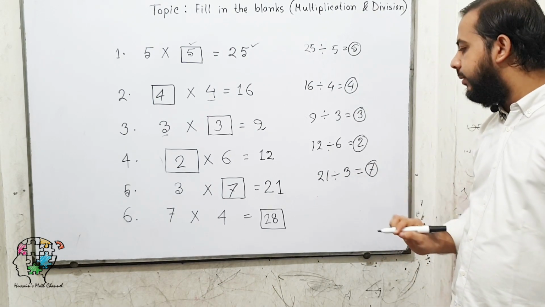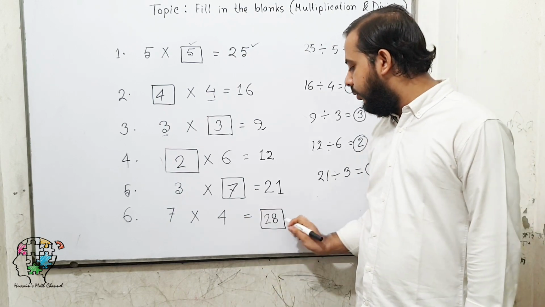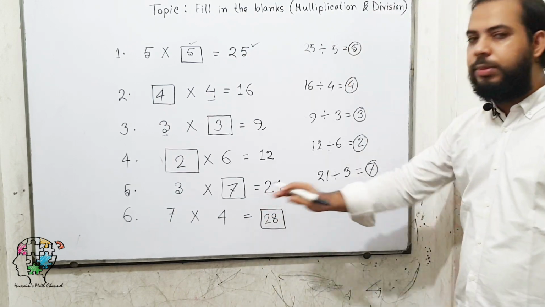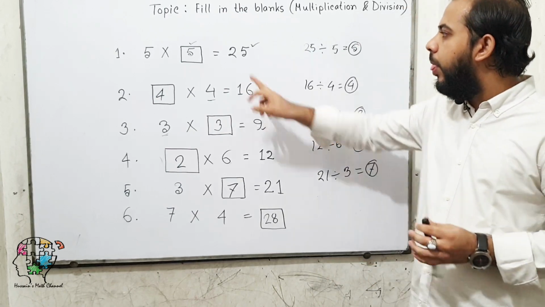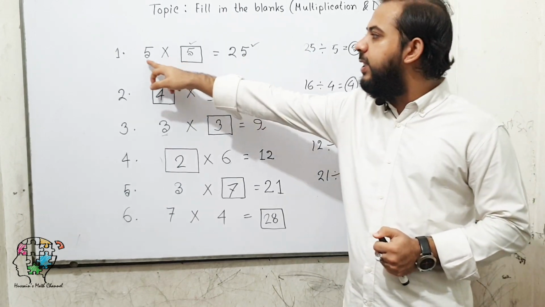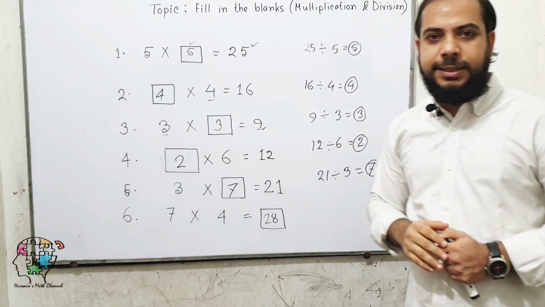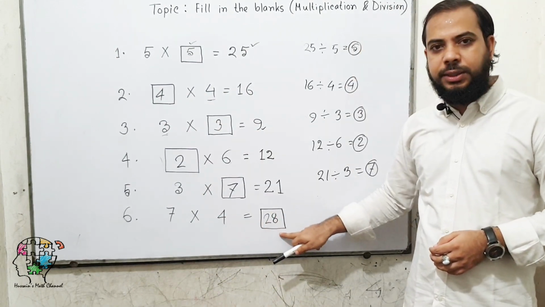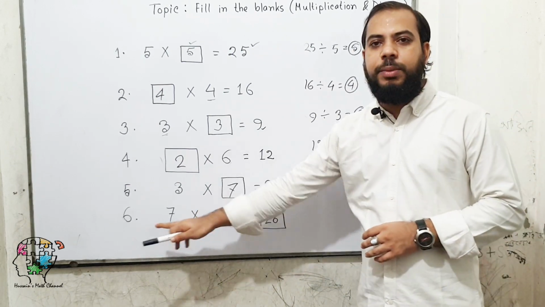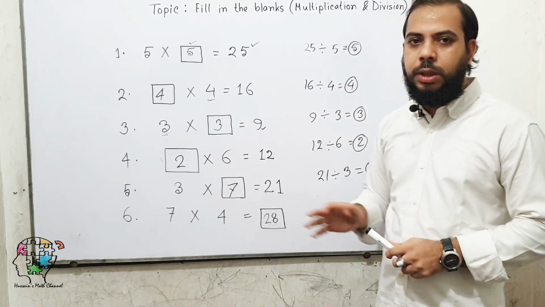And here no need to do division. You can do multiplication. Like this, you can also find your answer. Divide the bigger number by the smaller number, and you can find your answer. But remember, if the blank is after the equal symbol, then you just have to multiply. Don't divide.